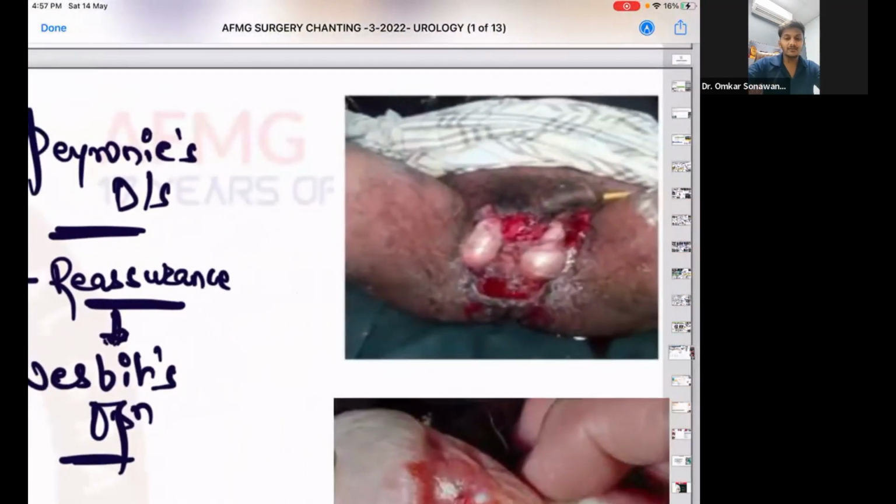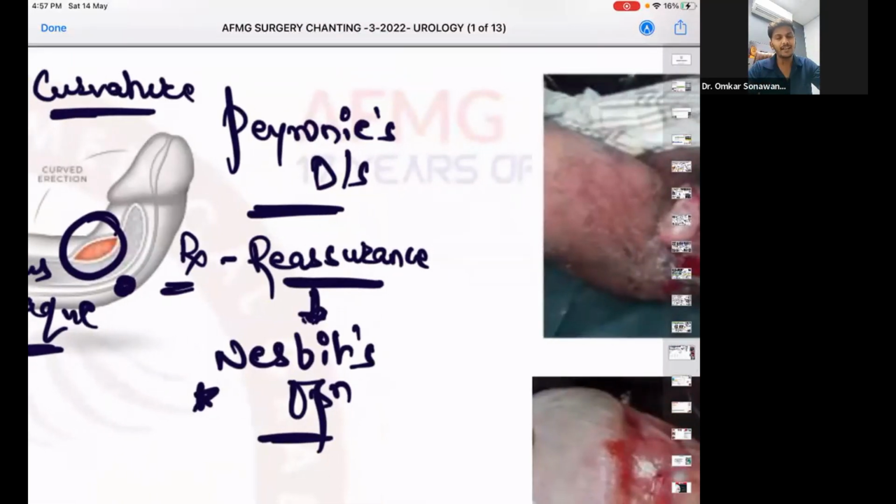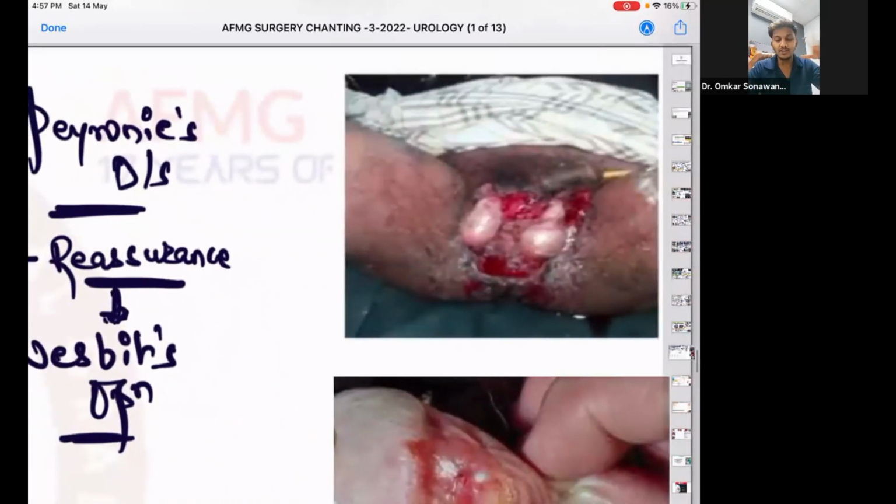If the fibrous plaque is very big, then definitely you can resect it. If the fibrous plaque is bigger in size and the patient is unable to get a straight penile erection even after a Nesbit procedure, then you can go for excision of that fibrous plaque. Okay, what is this condition called?